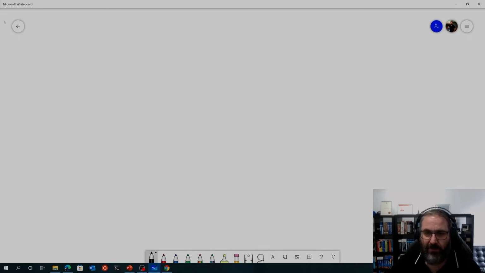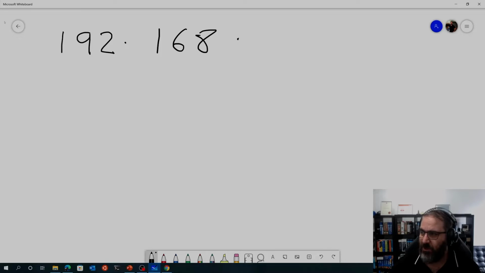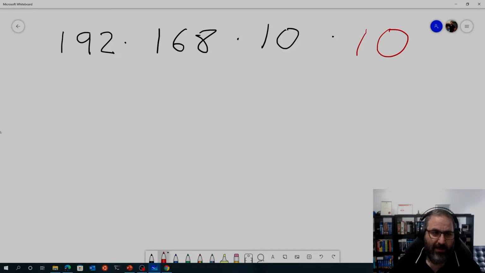We're going to have a look at the actual structure of an IP address, the logical structure, the actual address itself. So if we get 192.168.10.10, actually, you know what I might do? Let's color code this. Which one is the network portion and which one's the host?